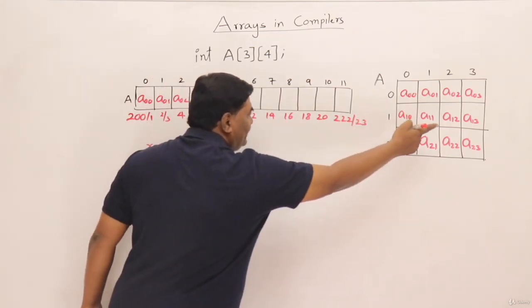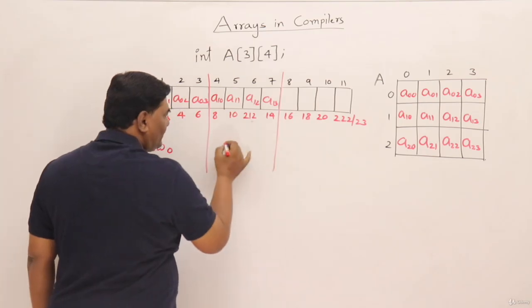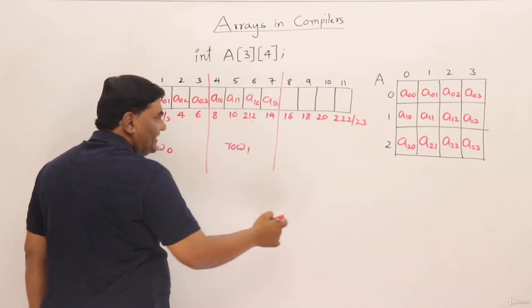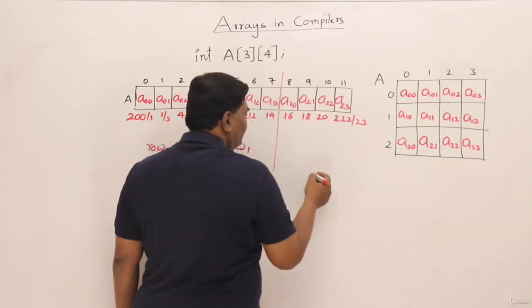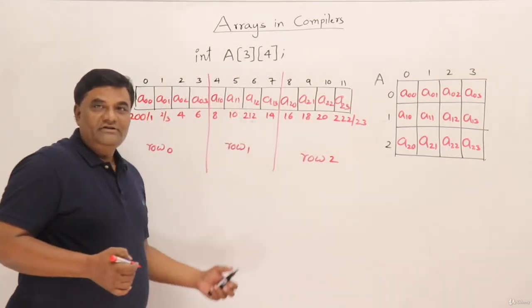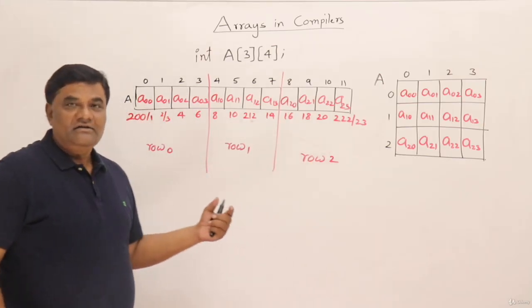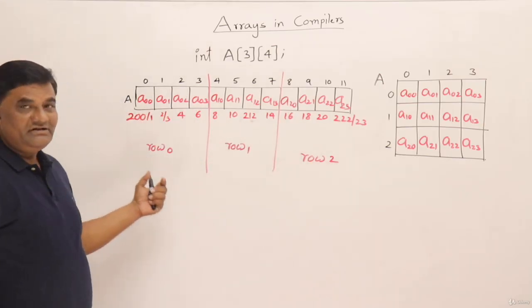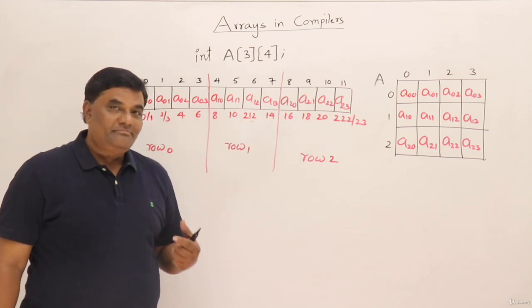Now I will write down the elements of the next row. This is row index 1. Then the last row, A20. So this is row index 2. So that's how the elements of that two-dimensional array are mapped onto a single dimension array row by row. So this is row major mapping.